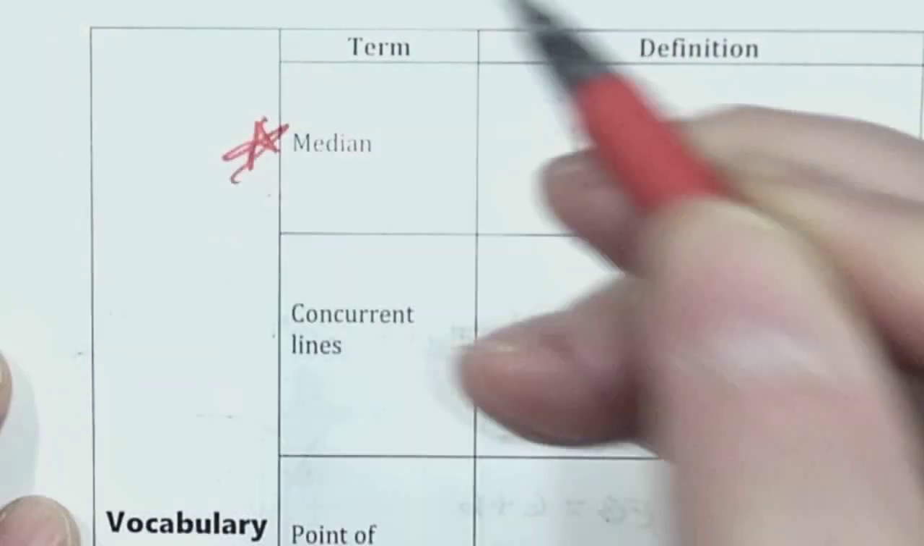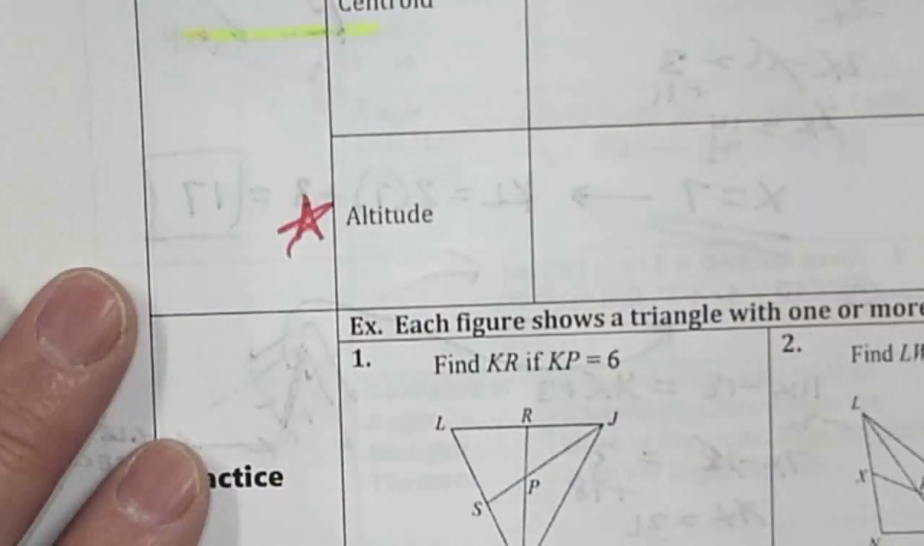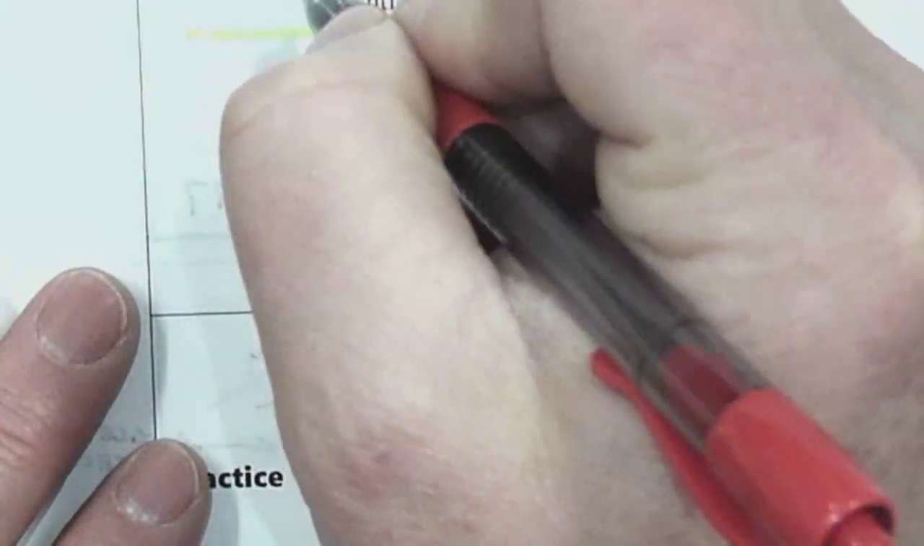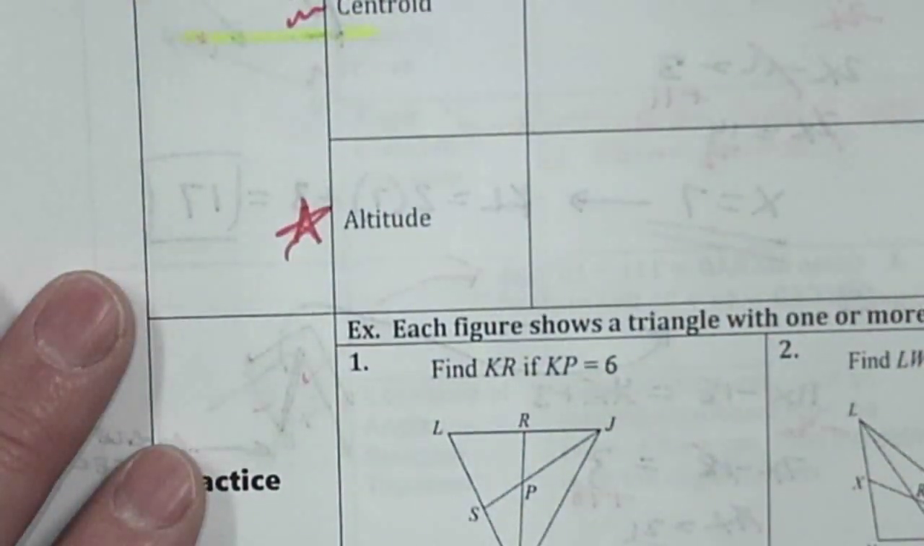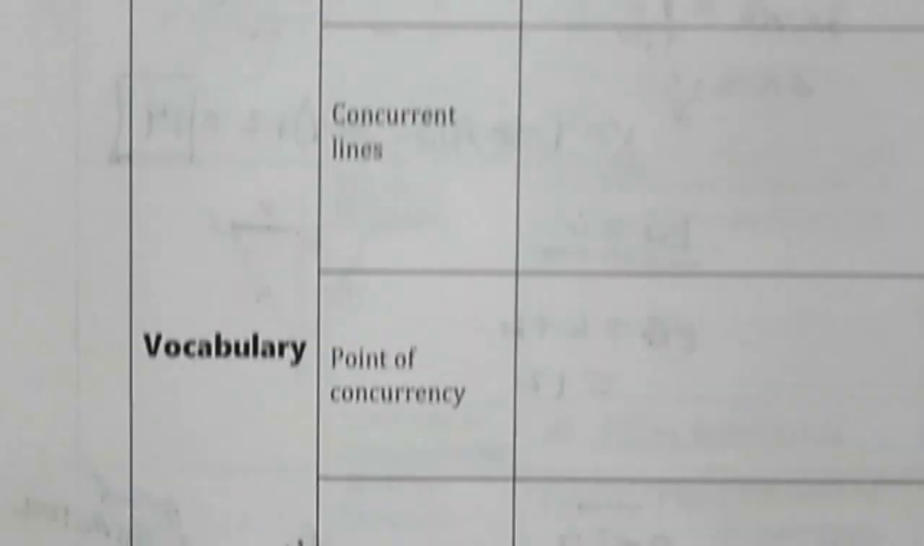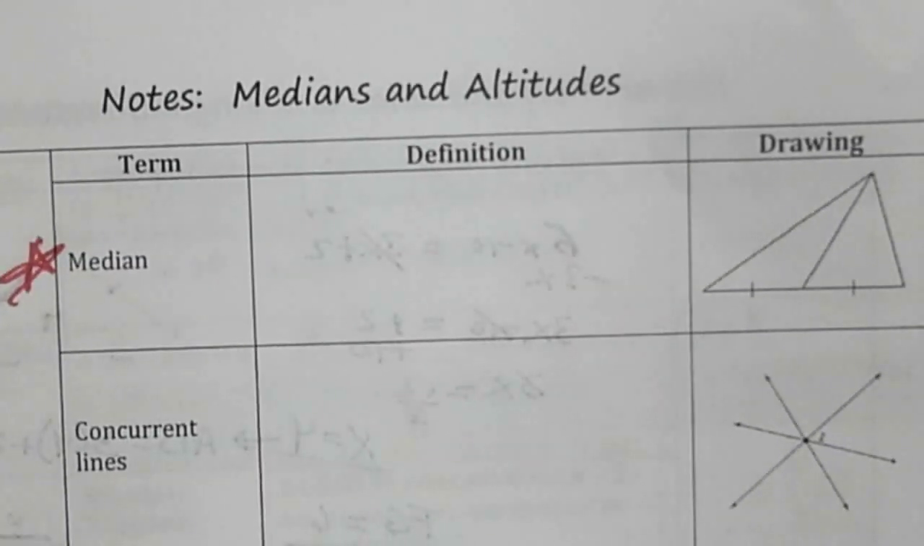Okay, now I'm going to move on to the next page. I'm going to talk about some different stuff. Stuff I like, stuff I don't like. I kind of like median. At the bottom, I kind of like altitude. Centroid, okay. I don't care for the other two, but we'll talk about them.